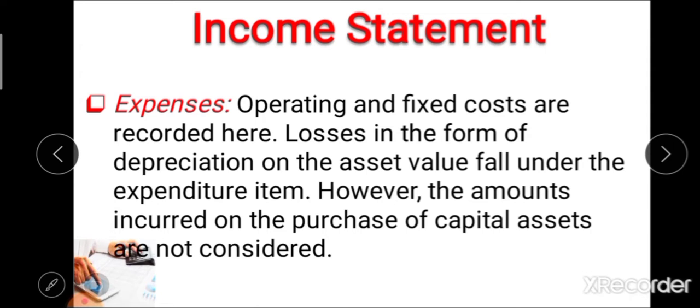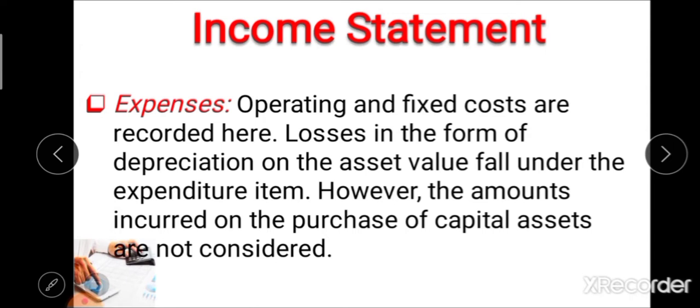These expenses are nothing but whatever cost is incurred in production of that particular product. These expenses include operating plus fixed cost. Operating cost is the cost which changes according to the level of output. For example, cost incurred on purchasing seeds, fertilizers, labor, irrigation water is included in operating cost. This operating cost is also called variable cost. That means cost can vary according to the level of production.